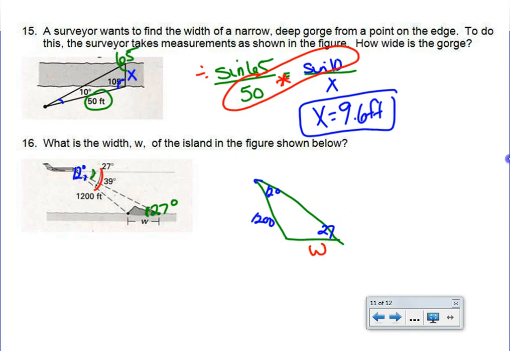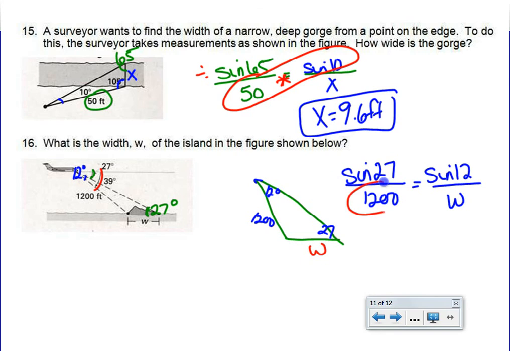So we're going to start law of sines with the part of the triangle that we know everything about. Looks like the 12 or the 27 and the 1,200 is how we can start law of sines. And then I want to know W, and I happen to know the angle across from him, so I think we're in business. That'd be the sine of 12 over W. So on your calculator, 1,200 times the sine of 12, and then divide by the sine of 27. How big is this island?